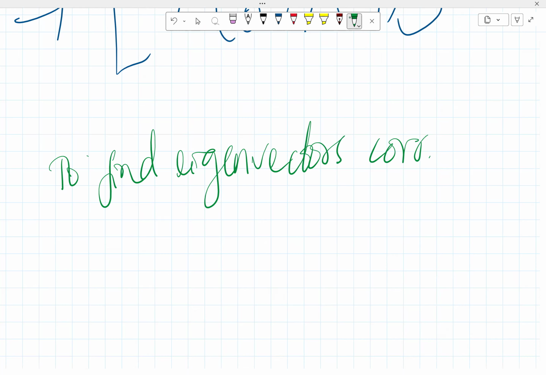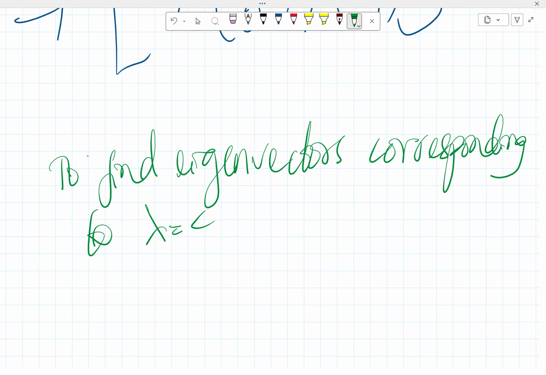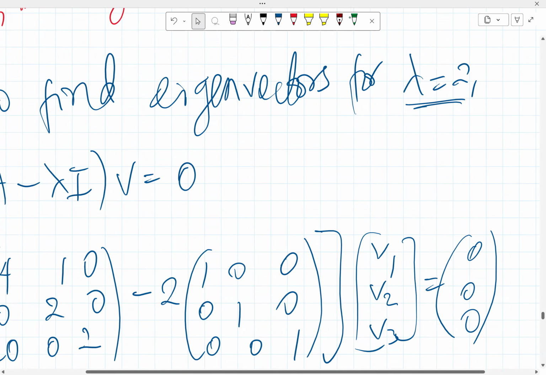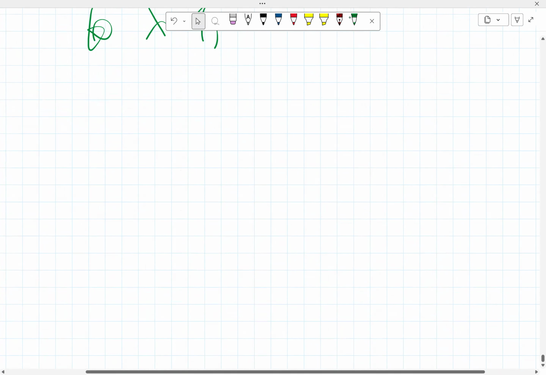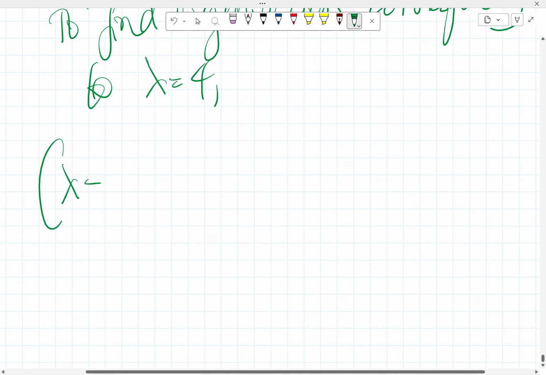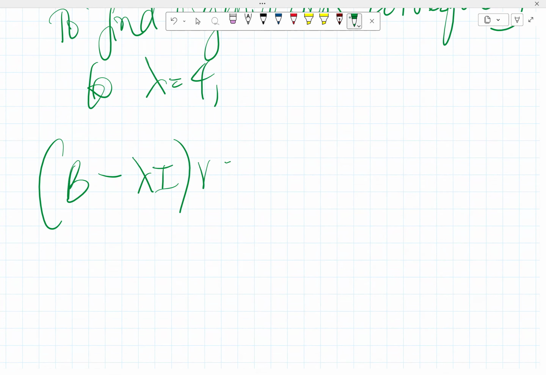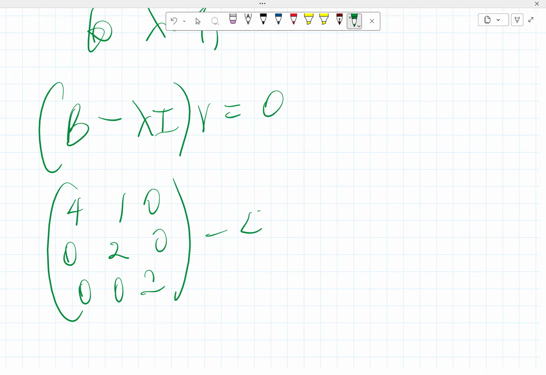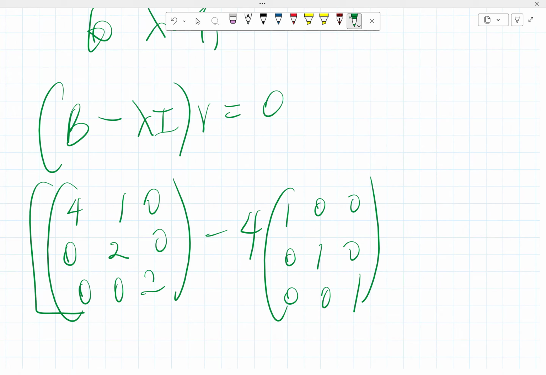okay, corresponding to lambda equals 4. We did lambda equals 2 right now. So corresponding to lambda equals 4, what do we do? Again, the formula: B minus lambda I multiplied by v equals 0. So again, what is B? B is 4, 1, 0, 0, 2, 0, 0, 0, 2, minus 4 into 1, 0, 0, 0, 1, 0, 0, 0, 1. All this now multiplied by v1, v2, v3.